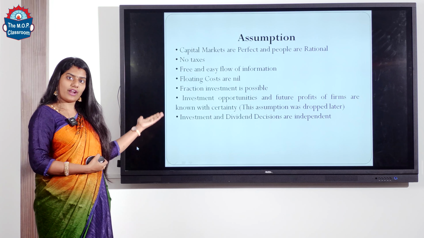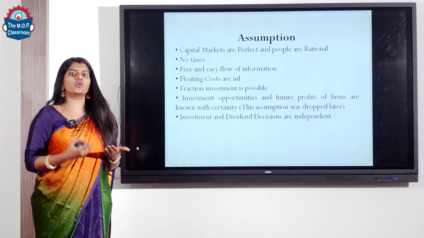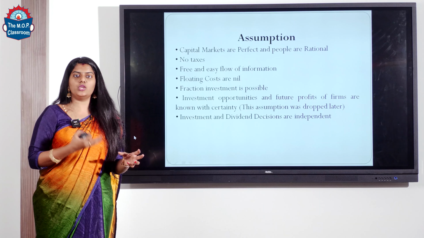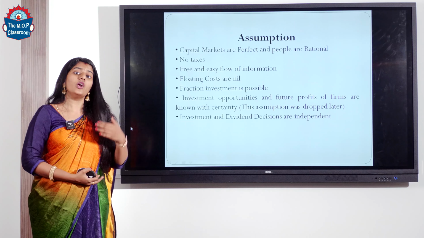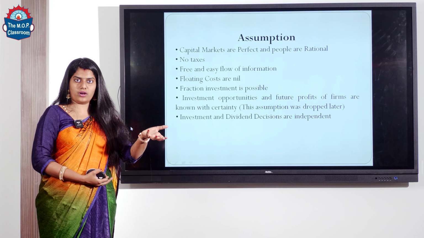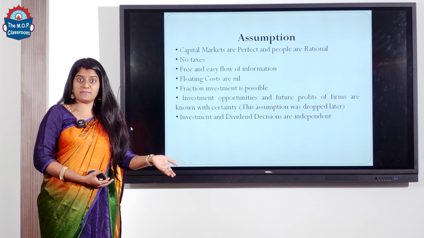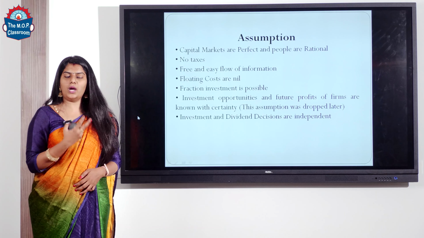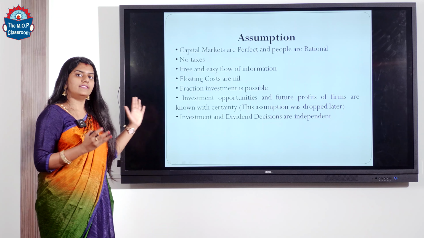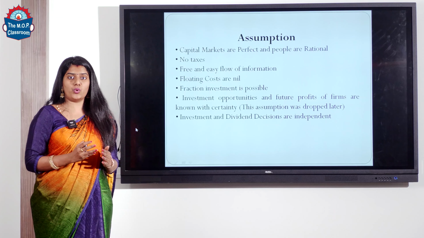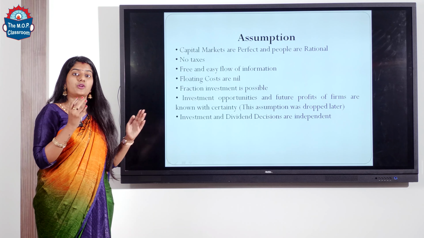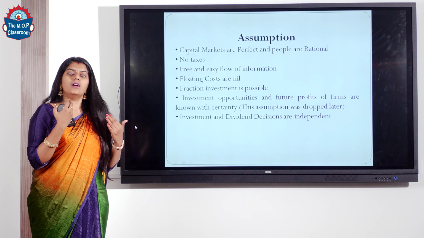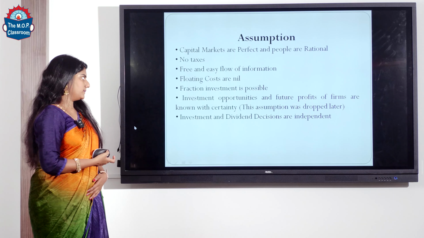Next, fractional investment is also possible, which means you can also invest in parts. You can invest in parts in one company, you can invest the rest in another company, or you can invest a part of your investment in a few investment avenues and invest the rest in some other things. So there's no one project or one company concept here. And finally, the investment opportunities are very much known and the future profits can be projected very easily. So these are the assumptions that they have taken for the purpose of giving out this theory.